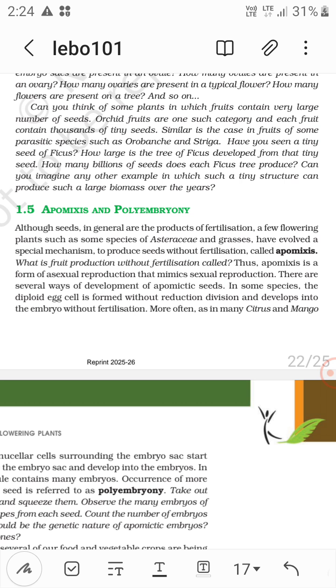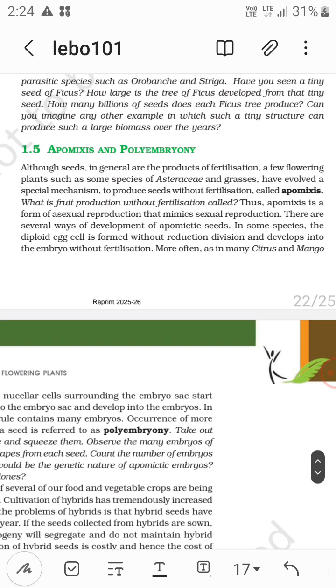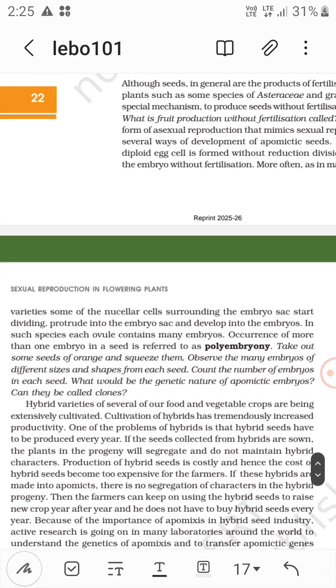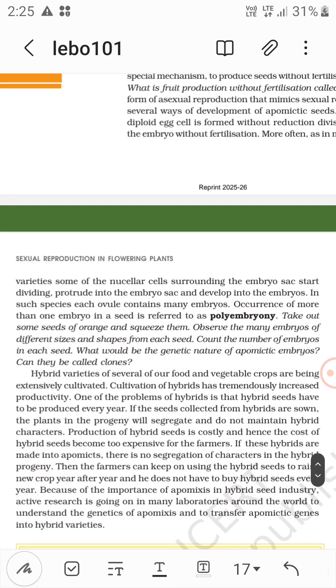In some species, the diploid egg cell is formed without reduction division and develops into the embryo without fertilization. More often, as in citrus and mango, some of the nucellar cells surrounding the embryo sac start dividing, protrude into the embryo sac and develop into the embryos.